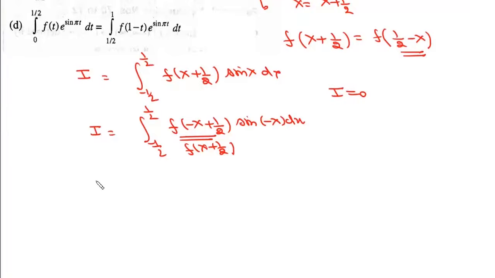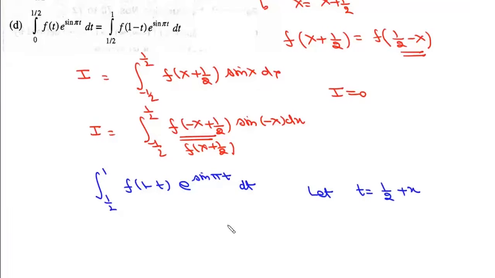Now for this option D, we'll start with this integral which is from 1/2 to 1 of f(1 − t) e^(sin πt) dt. Now what we'll do is use substitution. We'll let t as 1/2 plus x. Now we can write this integral as, when t is 1/2, x is 0, and when t is 1, x is 1/2.